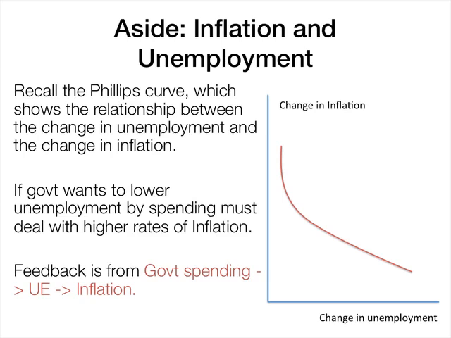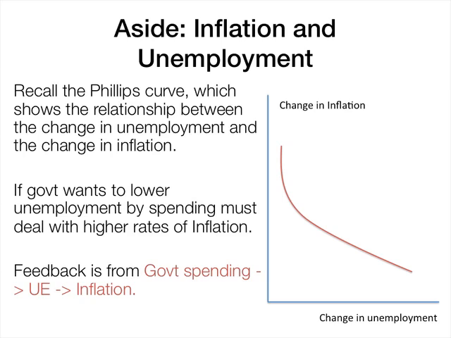Would everybody draw that diagram, please? What this diagram relates is the change in inflation relative to the change in unemployment. It is a mechanical feedback mechanism that was discovered in the 1950s by a guy called A.W. Phillips. What Phillips said was, there is a relationship between the change in unemployment and the change in inflation. If the government wants to lower unemployment by spending, it must deal with higher rates of inflation. This is very important. This relationship is true when you correct for expectations, and it turns out to be true for large developed economies.